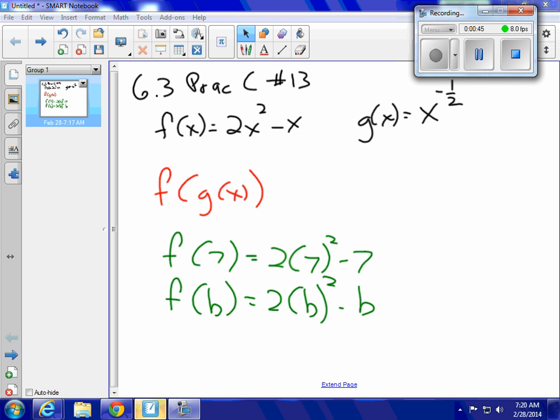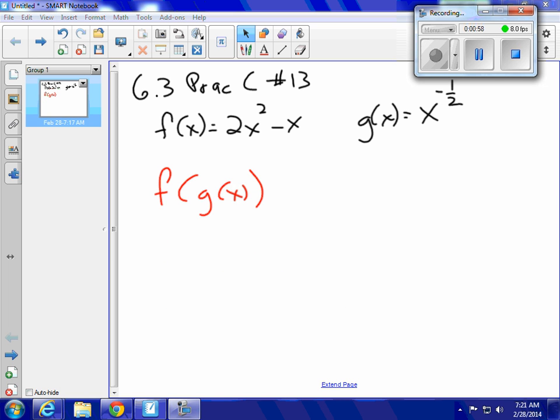So simply evaluating the expression for what is inside the parentheses, for what is the argument. Inside the parentheses is called the argument. So what is the argument of the function? Well, I'm not being asked to find f of 7 or f of b. I'm being asked to find f of g of x. So I'm going to do the same thing.